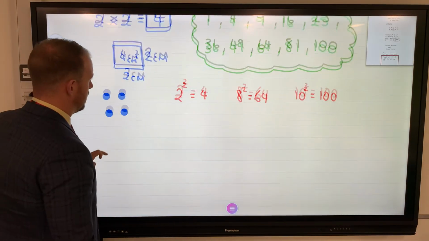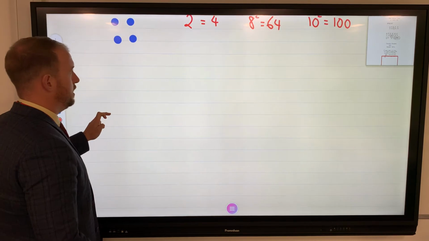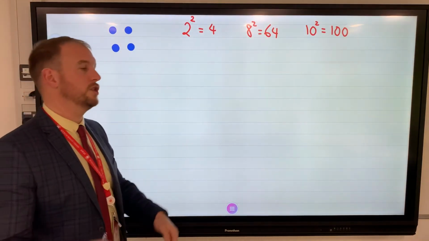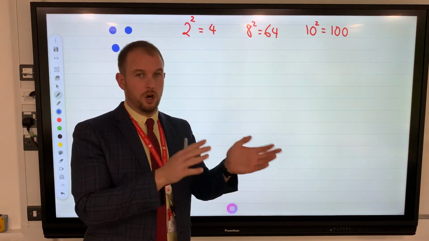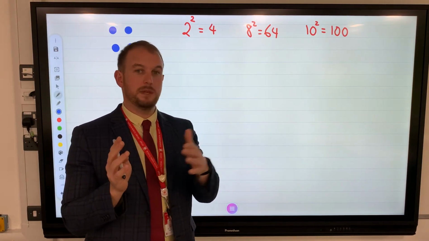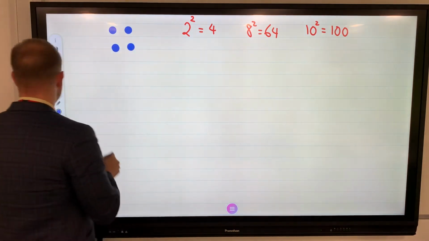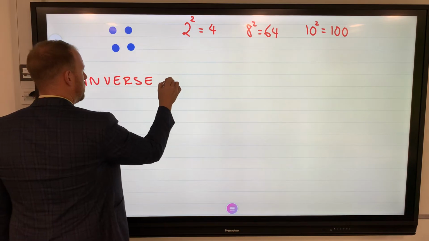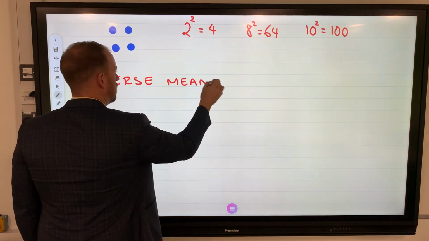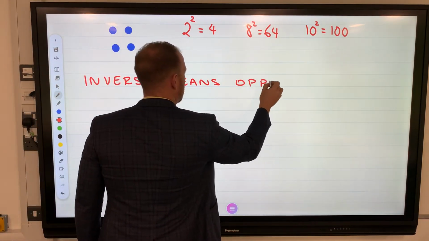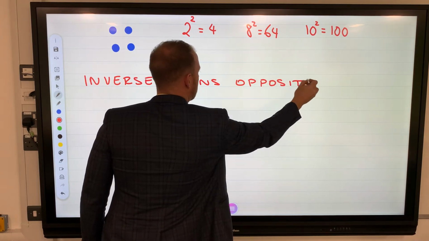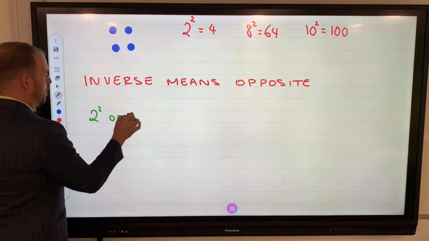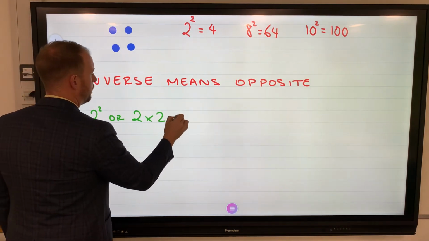So using this, we can use these numbers to work backwards. And that's what square root is. Square root is the inverse of square numbers. Inverse means opposite. Let's make a little note of that. So inverse means opposite. Now, we said earlier that 2 squared, or 2 times 2, equals 4.